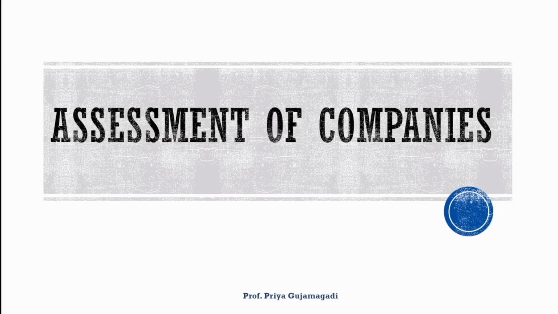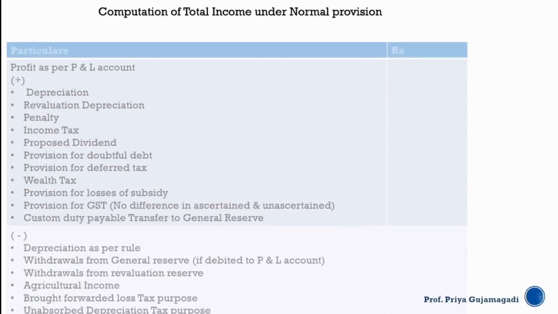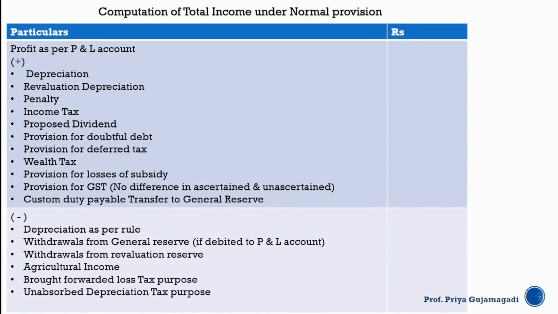In today's class, as we are discussing assessment of companies, let us see the format first. It is a format with two columns, that is particulars and amount, computation of total income under normal provision. So there are two methods to calculate a tax here. One is normal provision and one more is book profit, where we will calculate book profit and then calculate a tax, that is MAT. So this is the format of total income under normal provision. You have to remember this. There is a difference between calculation in normal provision and book profit. In today's video, we will get to know what is the difference.